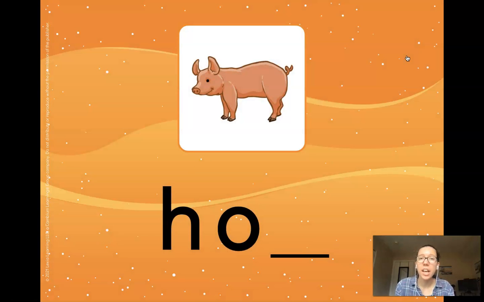This is a picture of a hog. As you can see, the H and the O have stayed the same. They are still saying h-a, but our final sound has changed. Go ahead and hold up the card we should use to finish the word hog.